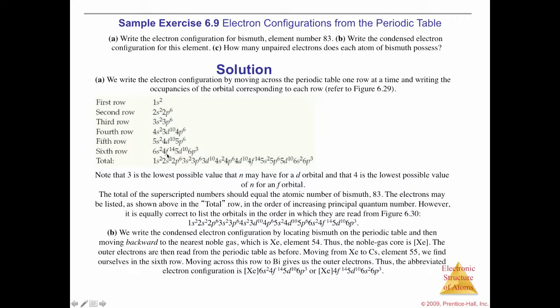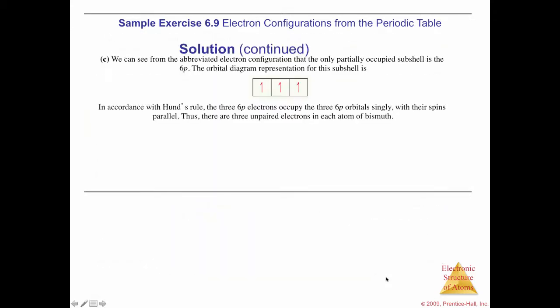6s2 4f14 5d10 6p3. Or if you want to put it in order of increasing principal quantum number, you can list it this way. We can see from the abbreviated electron configuration that the only partially occupied subshell is the 6p. The orbital diagram representation for this subshell would look like this. In accordance with Hund's rule, the 3 6p electrons occupy the 3 6p orbitals singly with their spins parallel. Thus, there are 3 unpaired electrons in each bismuth atom.